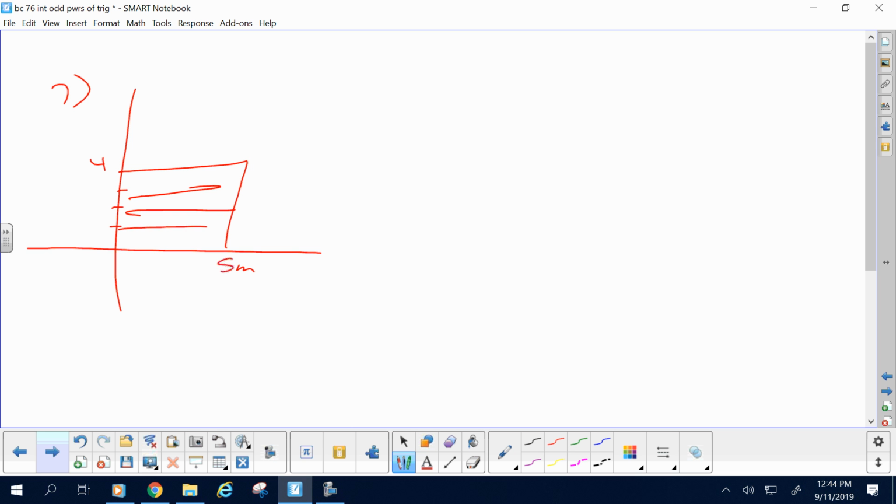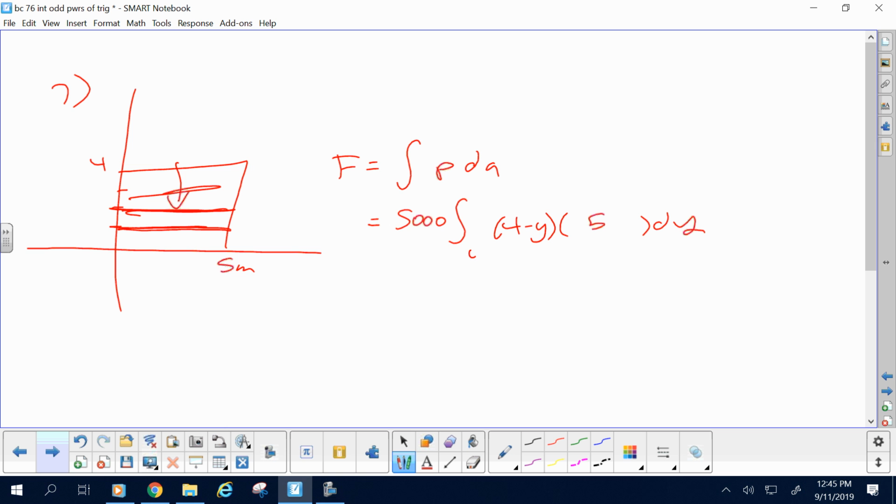All right, so what's your basic equation for a force? Rho times depth times dA. Rho is 5,000. What did you say for the depth of each slice? 4 minus y, I agree. What did you say for the area of each slice? That's the area of each of these. 5 dy. 5 dy.